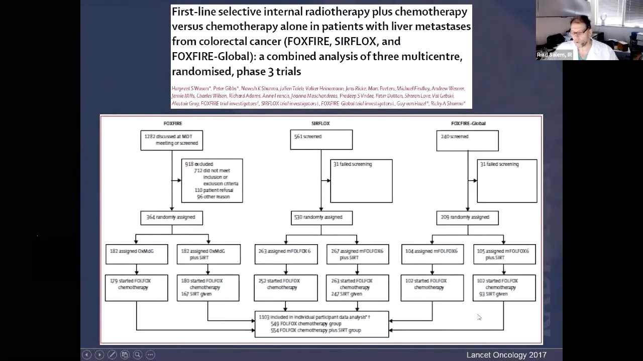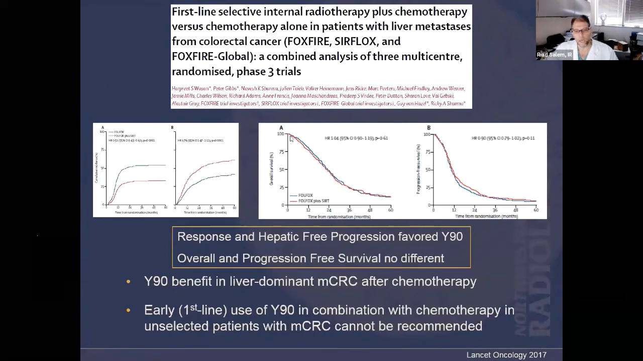The best study, of course, is the combination study here that was published in Lancet Oncology, looking at combining Y90 and resin microspheres in the first line. Again, no change in overall survival. This was a negative trial, but response and hepatic progression-free survival did favor Y90. So it did show the antitumoral effect, and I think there's evidence here that you can use some of this evidence to think about using this in, for example, patients that are being bridged or downstaged to resection instead of or in combination with portal vein embolization.